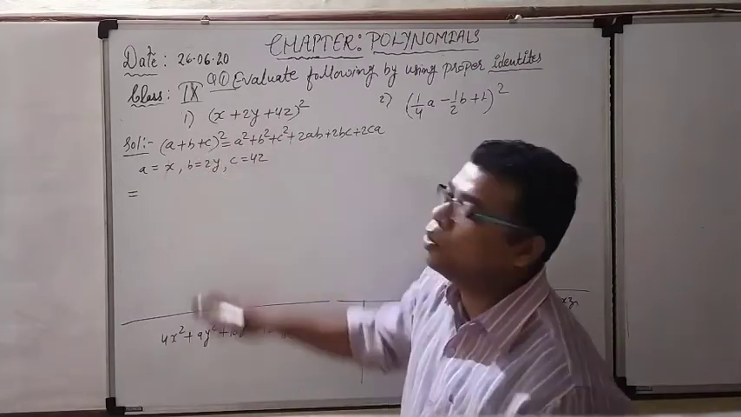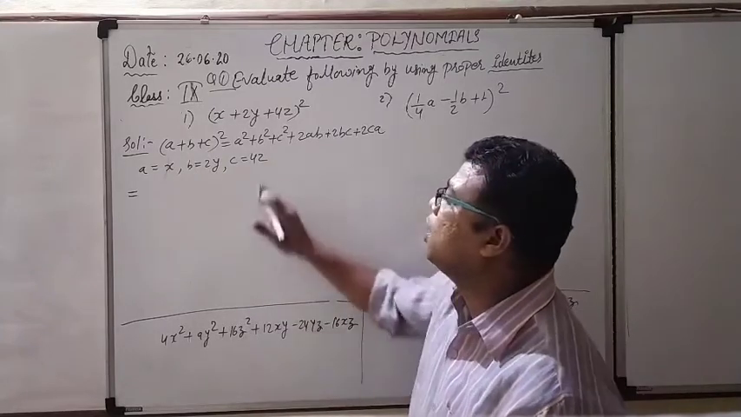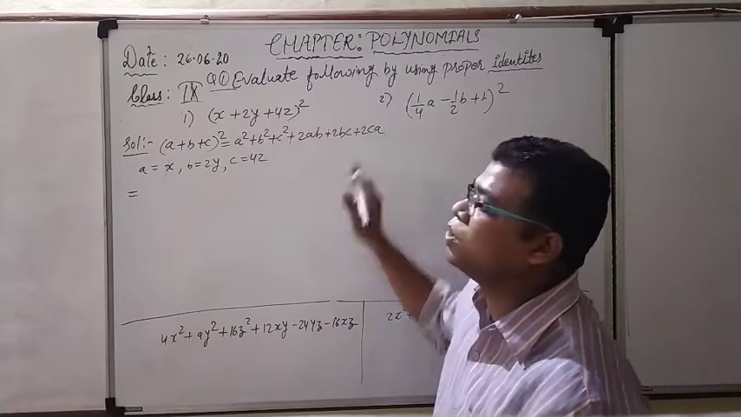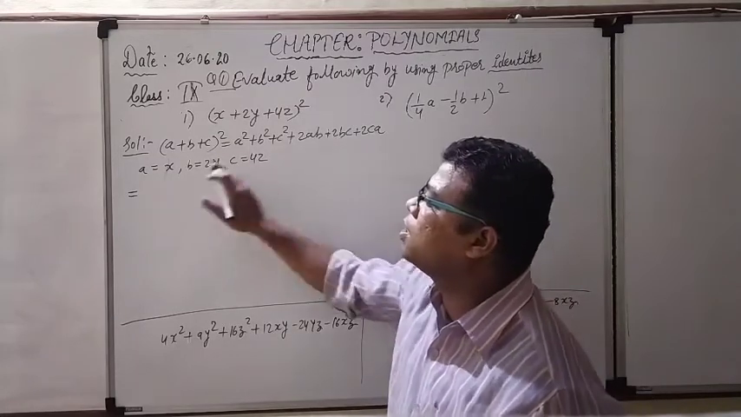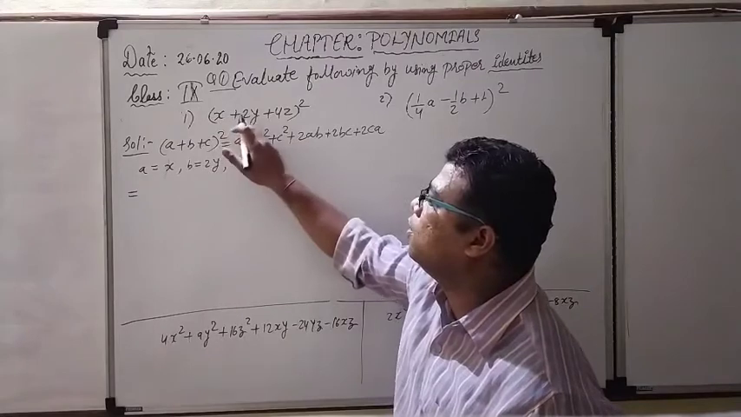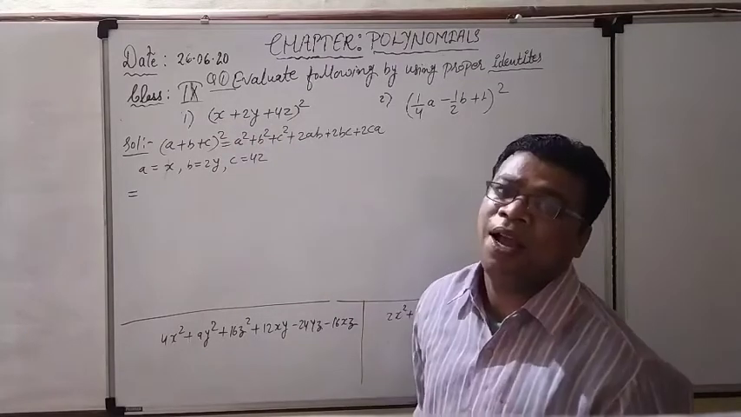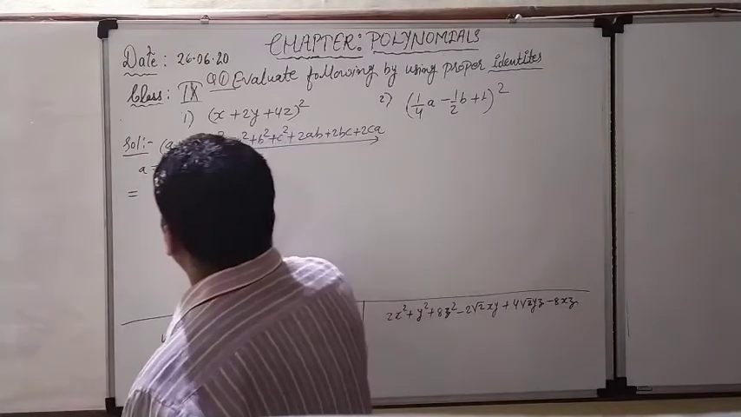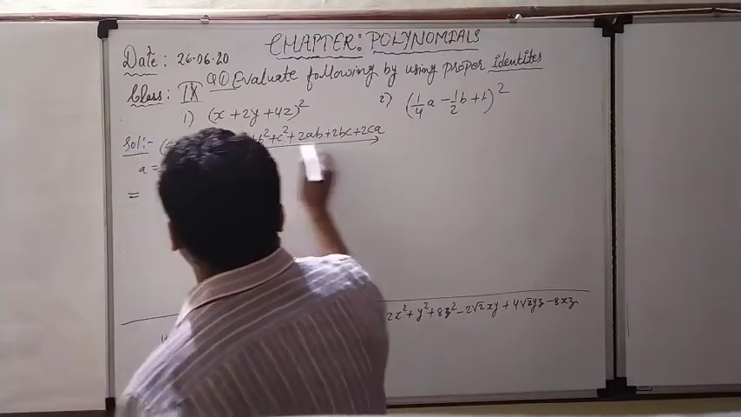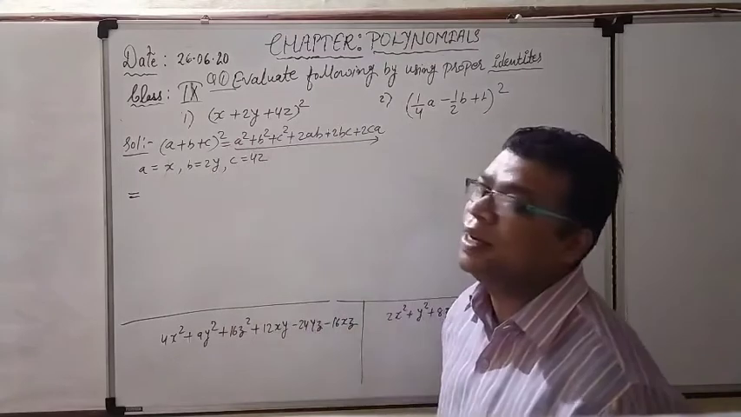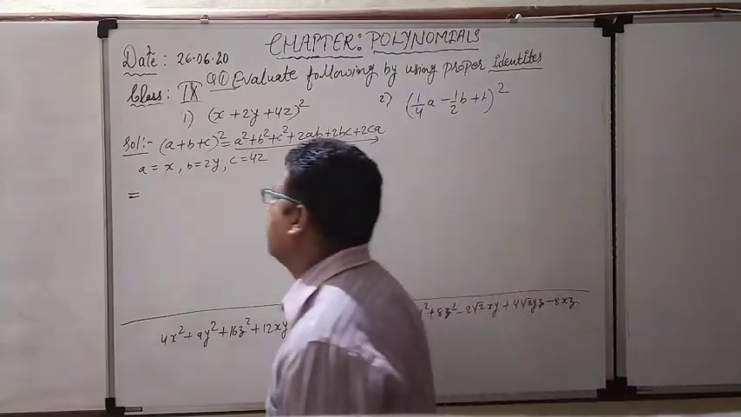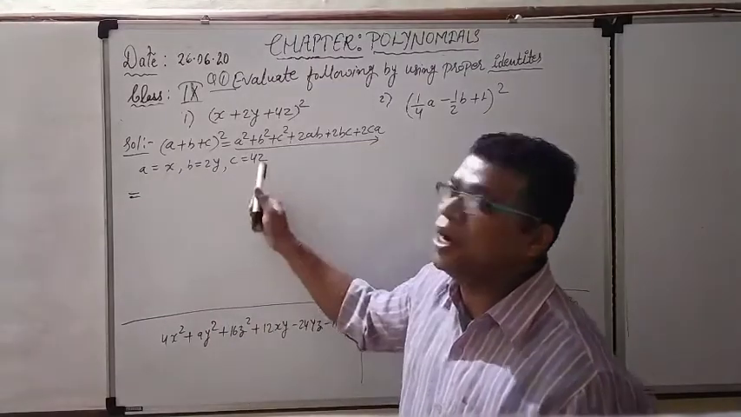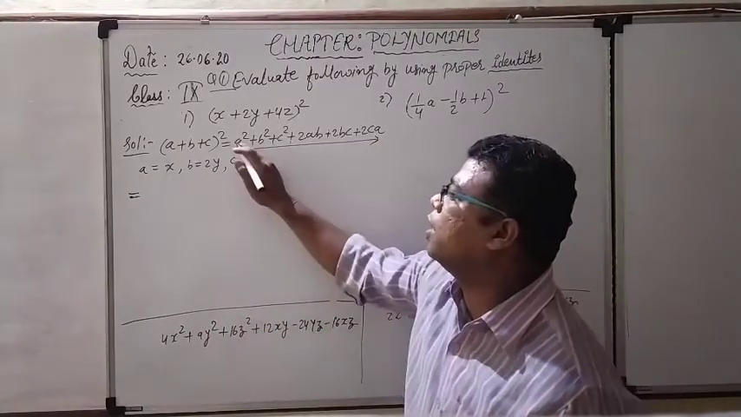So (a + b + c) whole square is a square plus b square plus c square plus 2ab plus 2bc plus 2ca. We may compare here: what is a? x. What is b? 2y. What is c? 4z. Right now nothing we have to do. Look here, this is the expansion of that identity, a square plus b square plus c square. Once we know the values of a, b and c, we only have to follow the expansion.